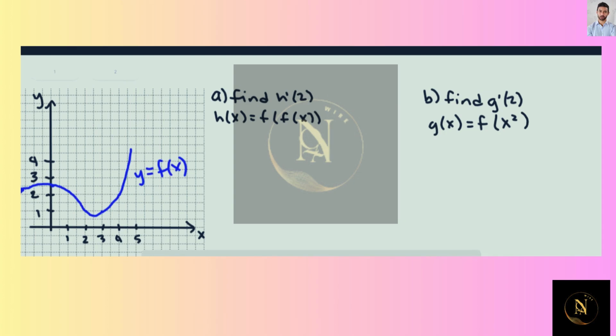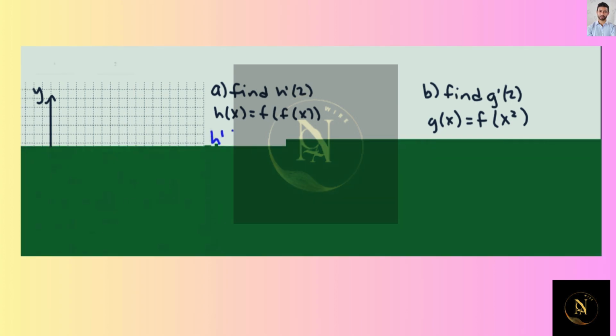All right, so for this function, we have a graph, and you should definitely use the graph provided by the book because my graph is just a rough sketch and it might not be as accurate. So we want to find h prime of 2, and we're told that h of x is f of f of x, and that's a composite function, so we're going to use the chain rule to find its derivative.